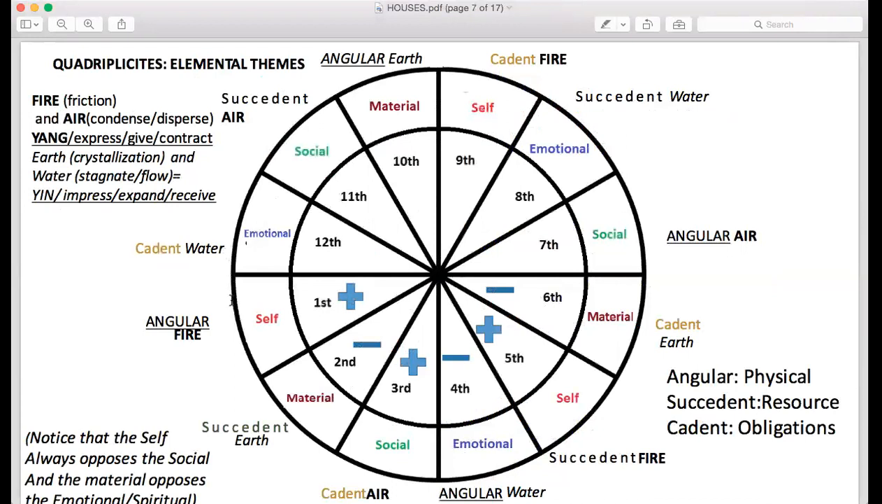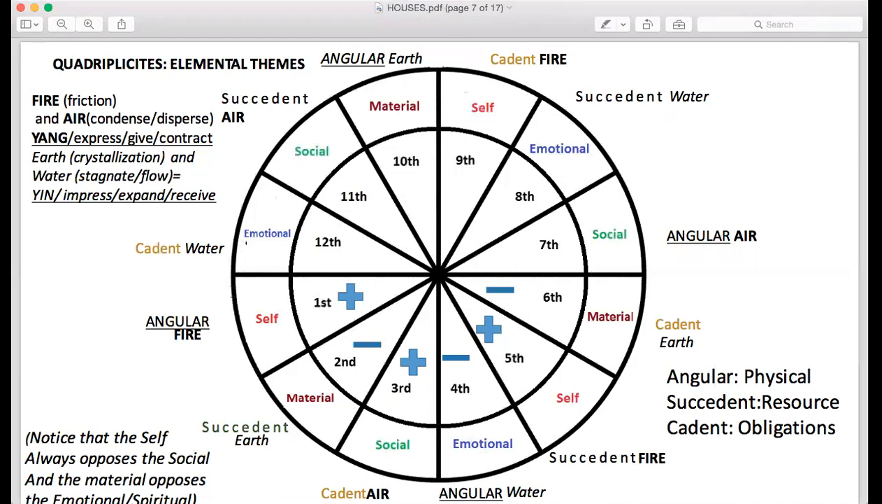Generally, we see, let's say, the first house is the self, the second is material, the third is social, and the fourth is emotional, right? Me, my stuff, my siblings and family, my home, my emotional attachments to mother, my development of my emotions. And these repeat: self, 5th, 6th, 7th, 8th, 9th. That's why they're called quadruplicities.